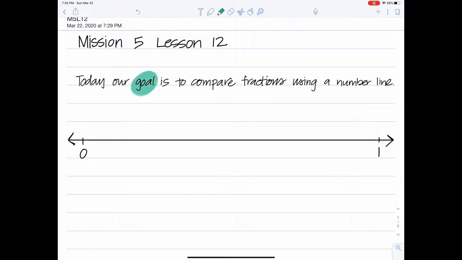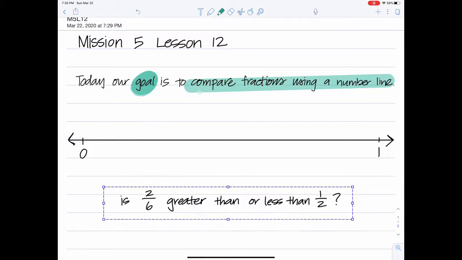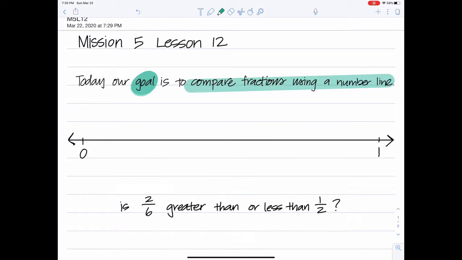Today we're going to be comparing fractions using a number line. So our first question we're going to try to answer today is: is 2/6 greater than or less than 1/2? And the first thing I'm going to do is plot 1/2 immediately on my number line because I know where it lives. I know exactly where to put 1/2.